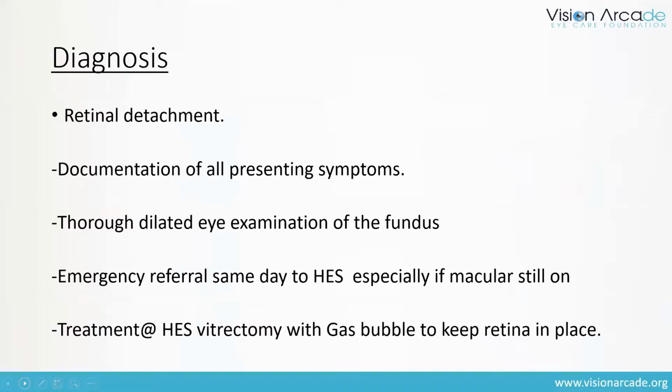So if visual acuity is still okay and they can read okay, central vision okay, it tells you that the macula is still in place. So you can actually recover any vision or part of the eye that has been lost, any visual field loss and things like that can be recovered. But the earlier you refer, the better.